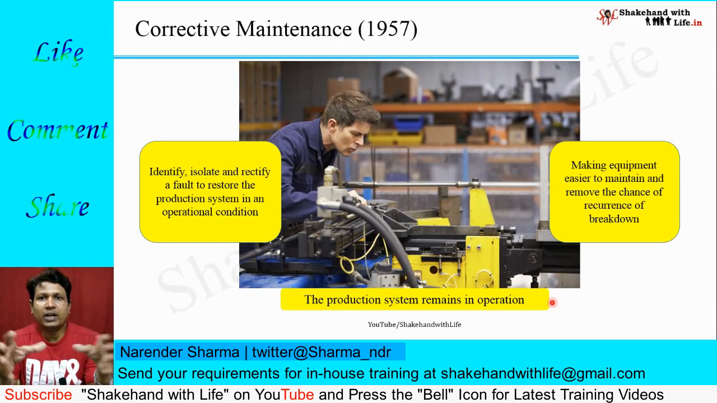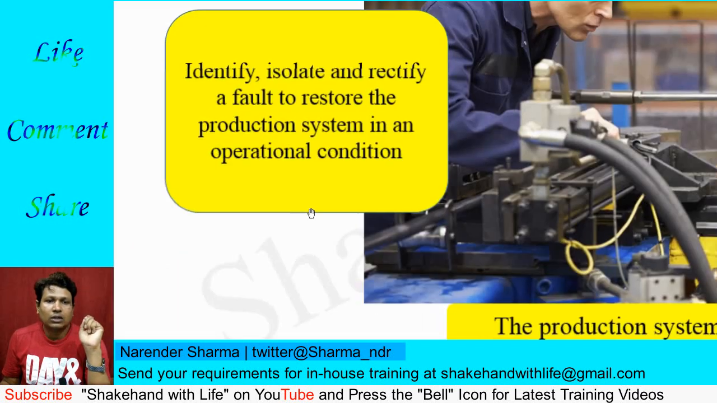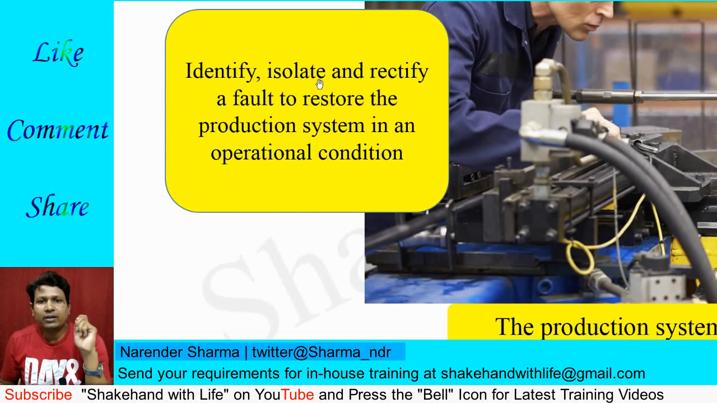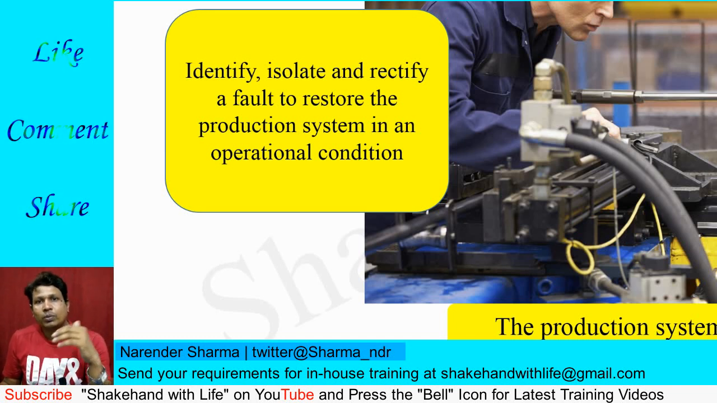Now come to the corrective maintenance. It came in 1957. Under the corrective maintenance, the maintenance team identifies, isolates and rectifies a fault to restore the production system to an operational condition. If by chance during the operation the production system faces a fault and goes down for any reason, the maintenance team identifies that fault, isolates it, rectifies it and restores the production system to an operational condition.